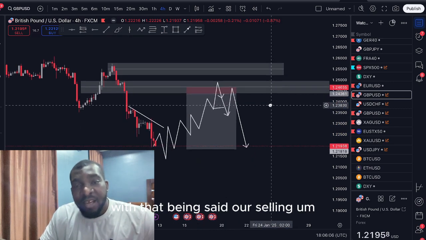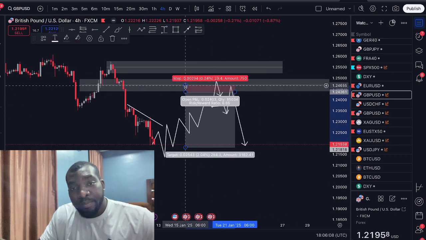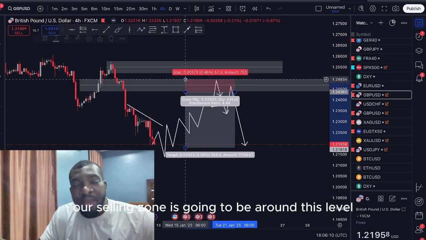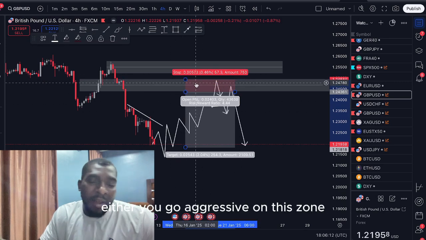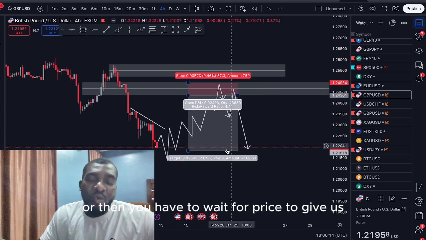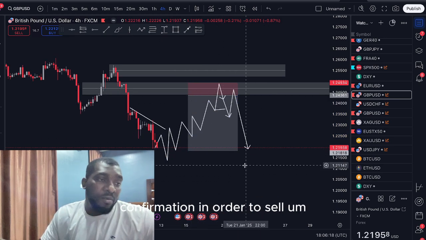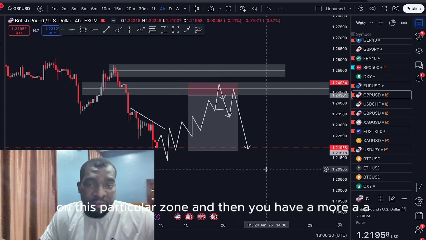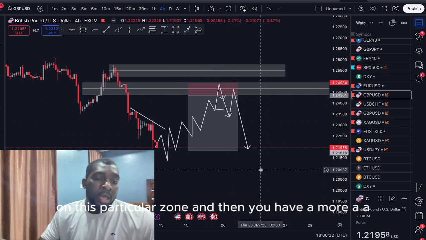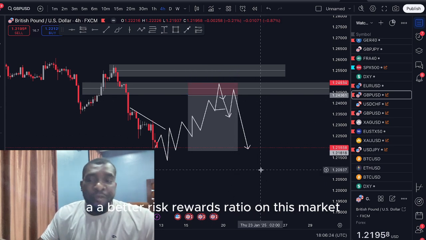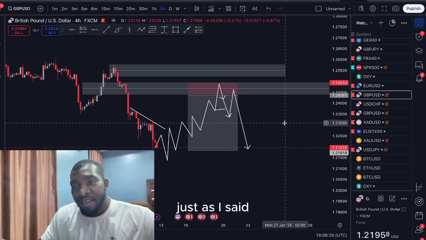With that being said, our selling zone is going to be around this level. Either you go aggressive on this zone, or you wait for price to give us confirmation in order to sell on this particular zone, and then you have a better risk to reward ratio on this market, just as I said.